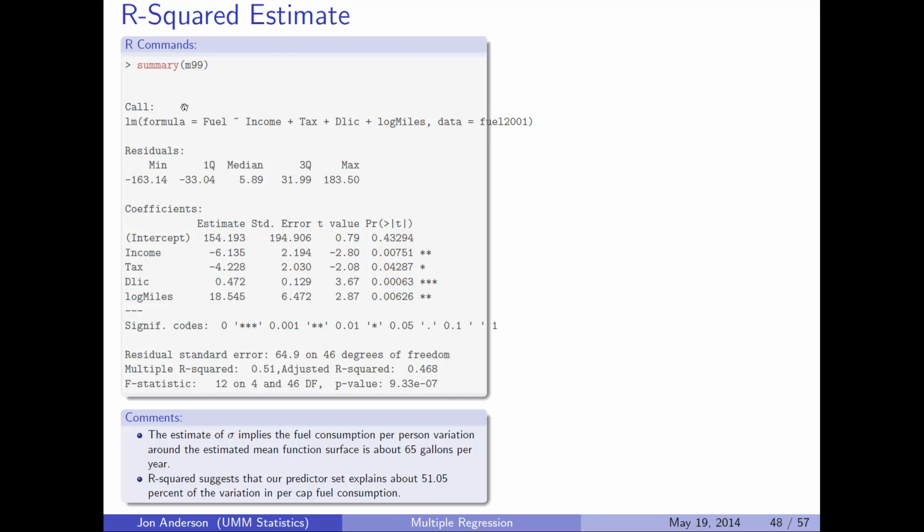From our big multiple regression model, we can see r squared right down here, 0.51 for this 4-variable model, and the implication would be that our predictor set, our model, explains about 51% of the variation in per capita fuel consumption. The estimate of sigma is right here under residual standard error. 64.9 gallons per person is the typical variation in states' fuel consumptions around the mean function.